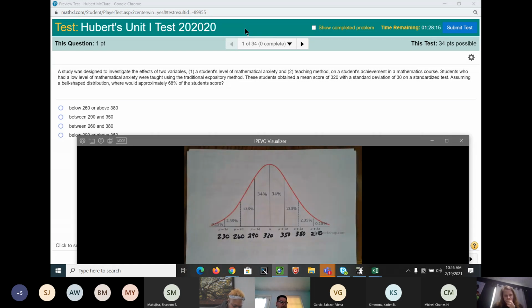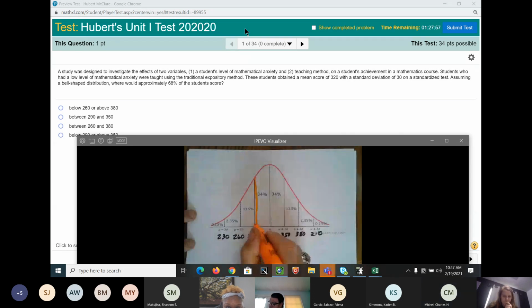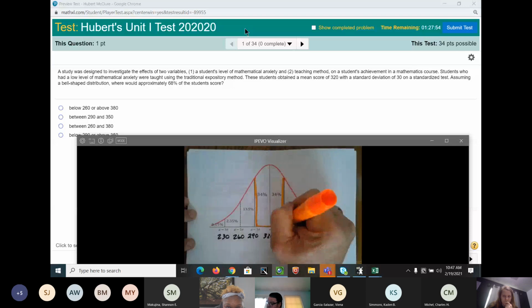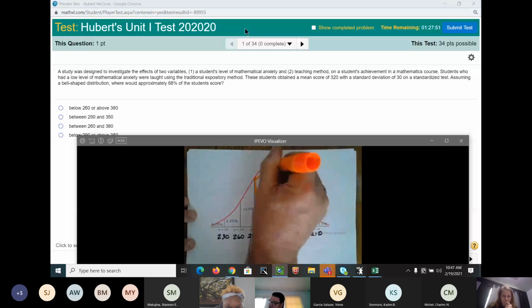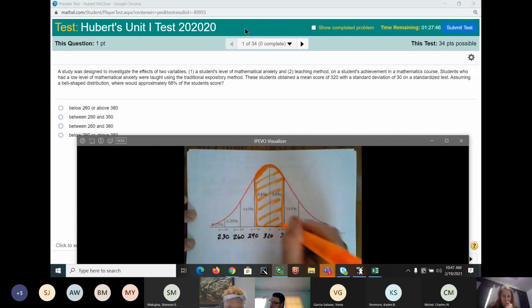And where is 68%? I'm going to use a different color. I'm not going to use my traditional green, yellow, and pink. So I'm going to use my orange. Where is 68%? It is 34 plus 34, Hubert. That's right, class. And somebody tell me what scores represent the orange. 320? Oh, 290 and 350. There you go.